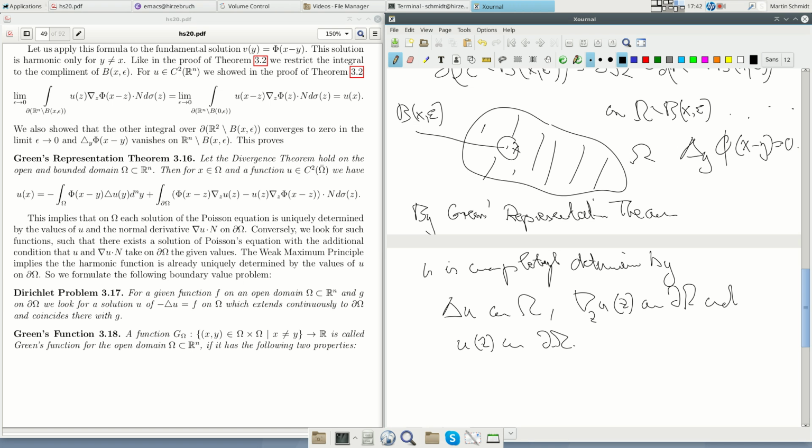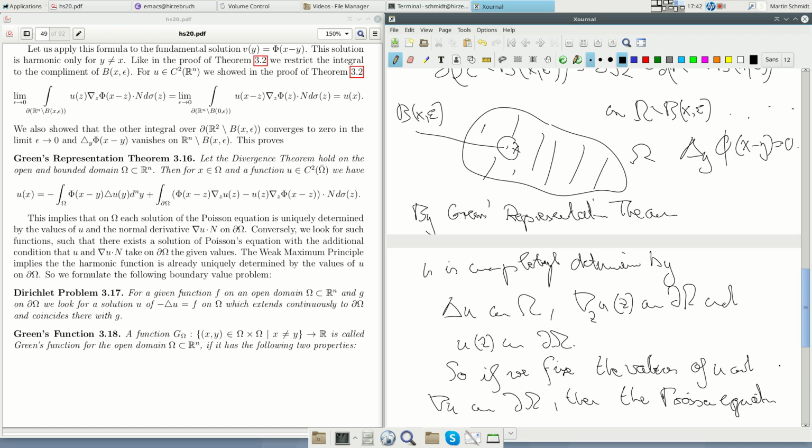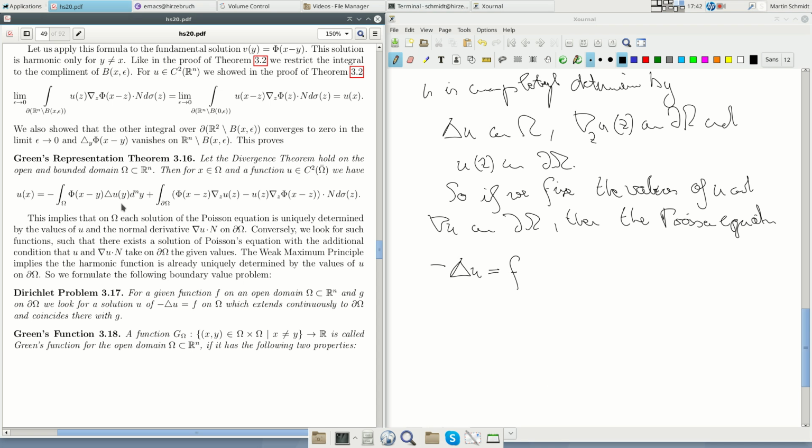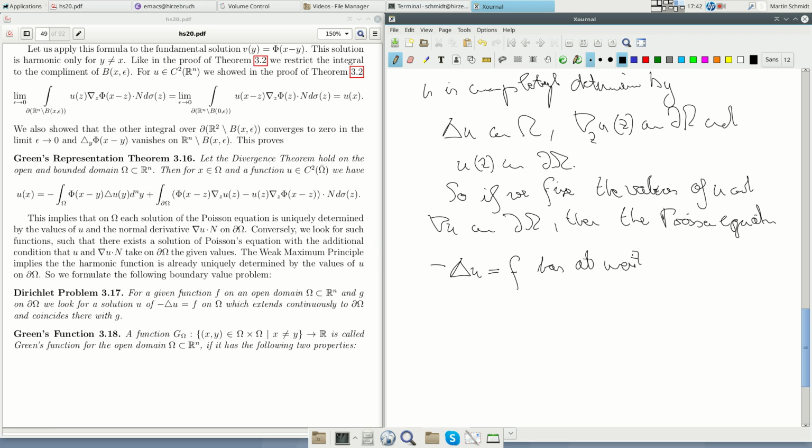For this reason, it's natural to ask for boundary value problems. So if we fix the values of u and gradient u on the boundary, then the Poisson equation minus Laplace u is equal to f, so this means this expression is minus f, has at most one solution. Okay, for this reason it's natural to ask for boundary problems, but we restrict the conditions further.